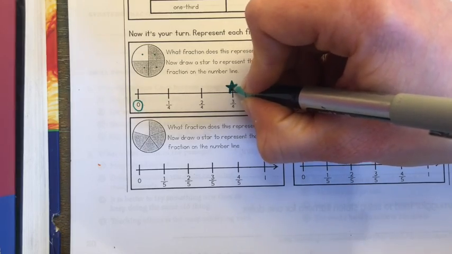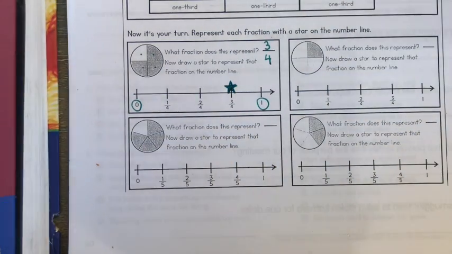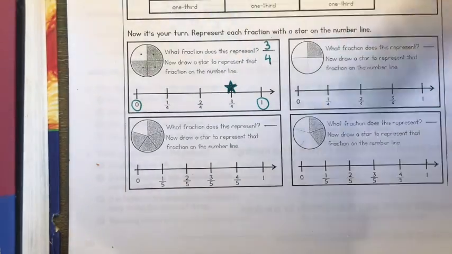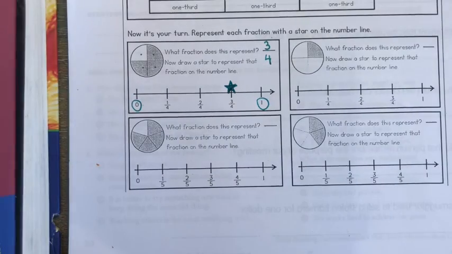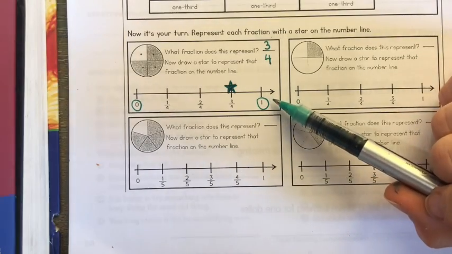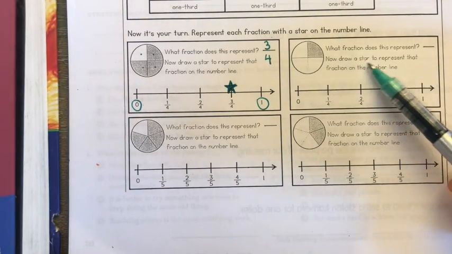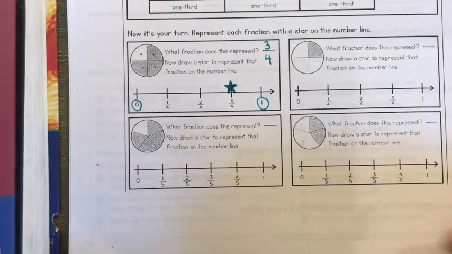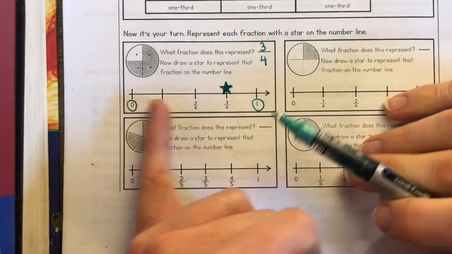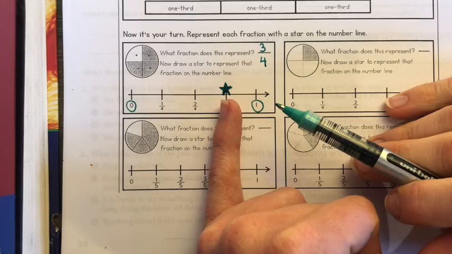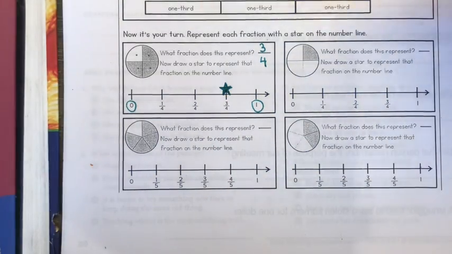Your star is probably better than mine, but it's not a star competition. Nothing is a competition. We're just helping each other out. So 3/4, 3/4 is right here. Okay, 3/4. Now we can move on to the next one. That's all we're doing. And if you look at my line, I'm 3/4 of the way along. Well, that's easy.